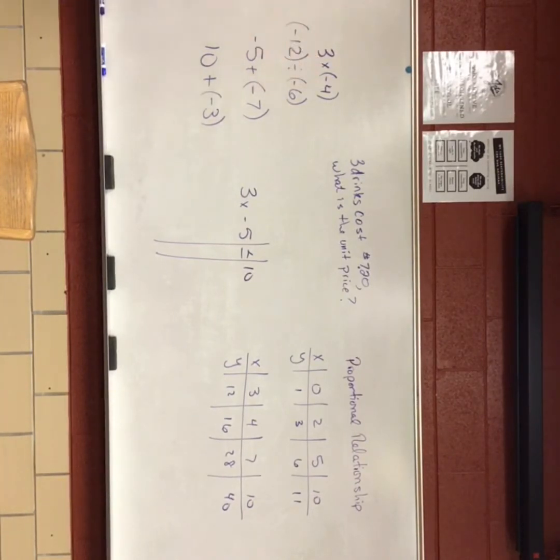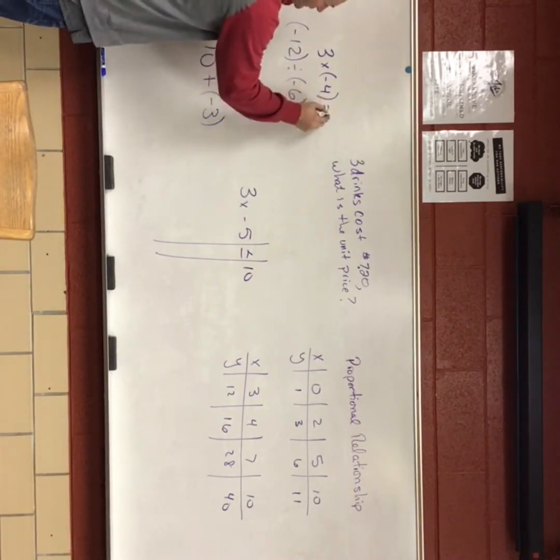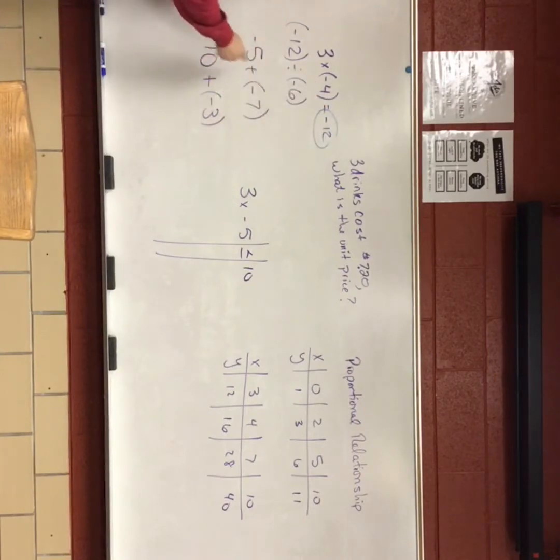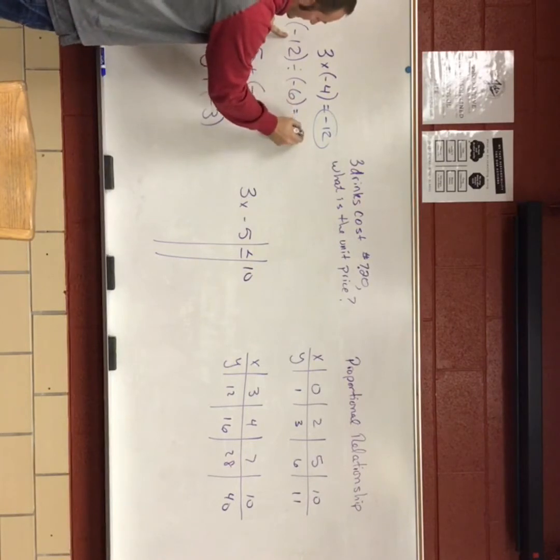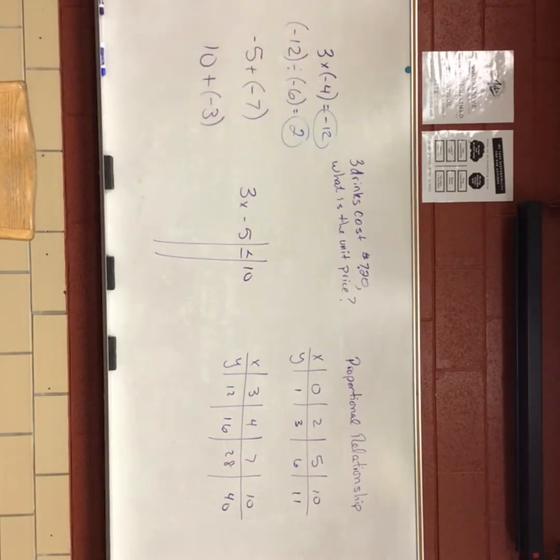3 times 4, obviously 12. 1 negative makes it a negative. That's a little bit more, so that's negative 12. 12 divided by 6 is 2. 2 negatives, when you multiply or divide, make it a positive 2.